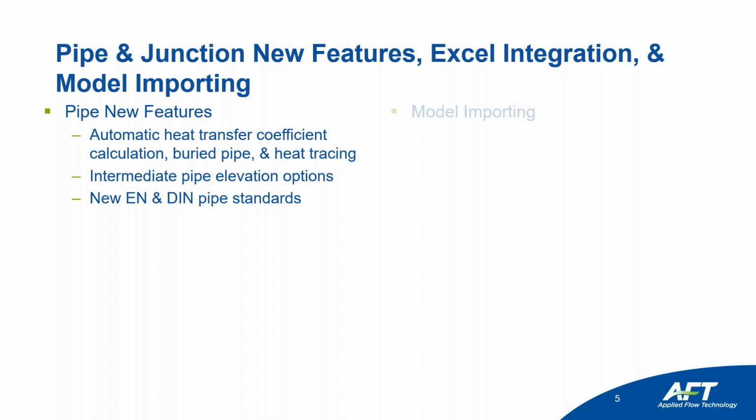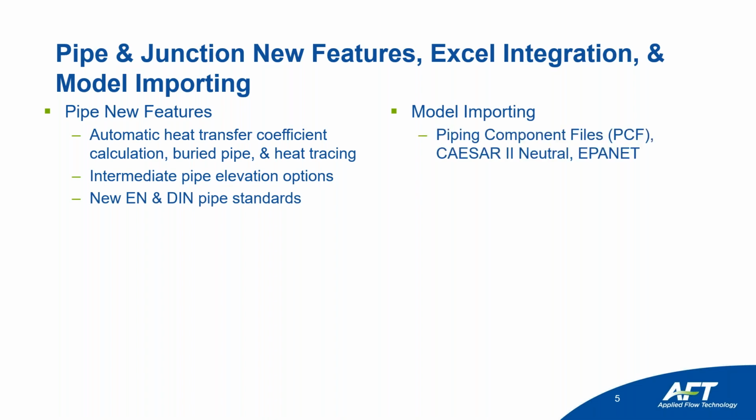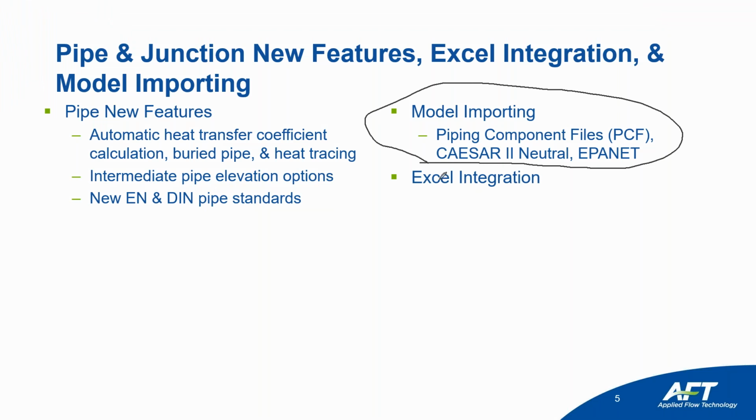There's some additional pipe material standards that are built in. Various model importing capabilities that you can work with: piping component files, Caesar2 neutral files, EPANet. The model importing, that's probably one of the best new features of Fathom 10 and Aero 7 right here. And so I'm going to make you all listen to the whole webinar because I'm not going to talk about this stuff until the very end.